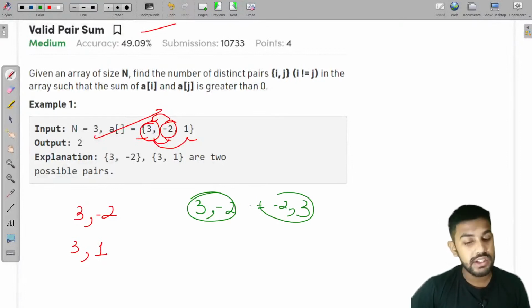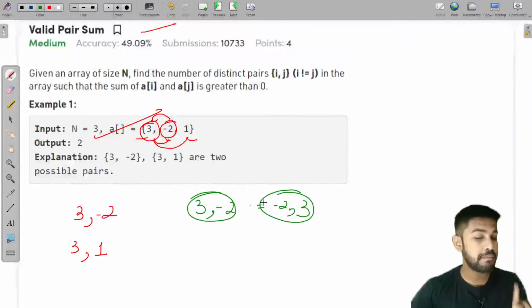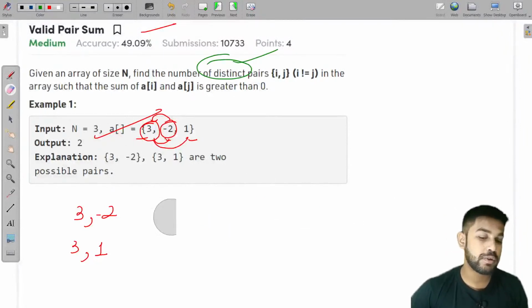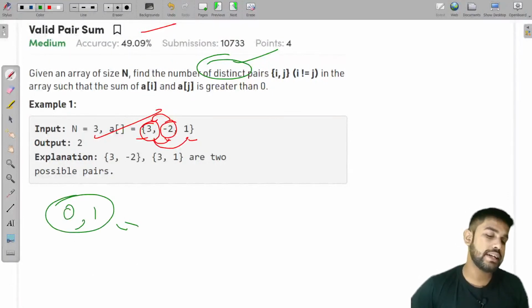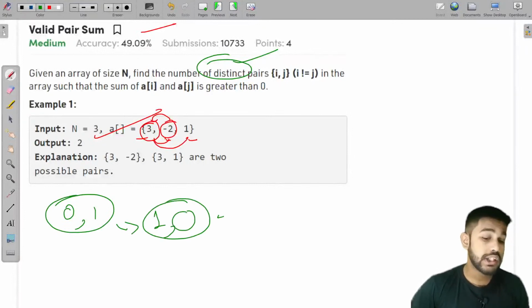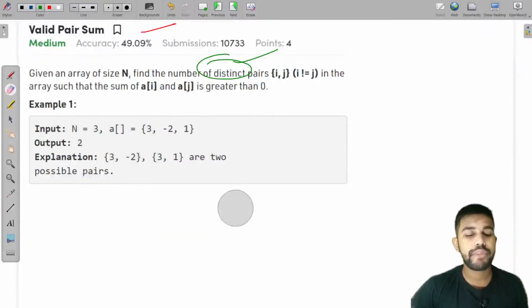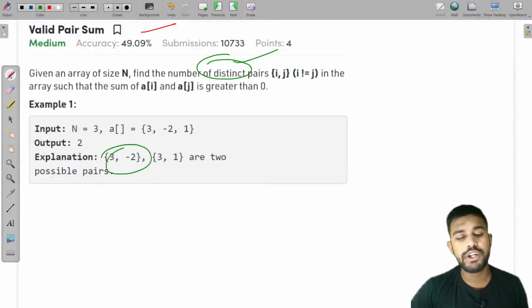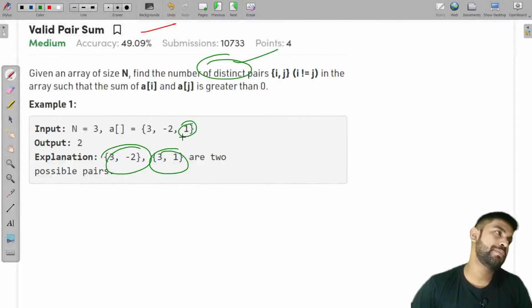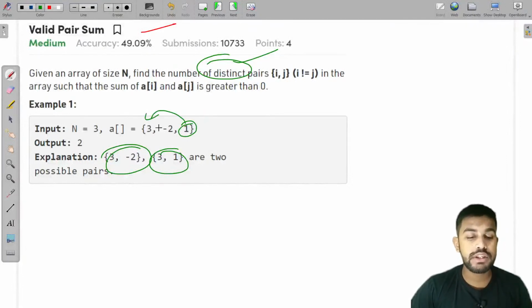This is what distinct means. We need to find the number of distinct pairs. Suppose the array indexes are 0 and 1, so we can't write it again as 1 and 0. This is not allowed, and this needs to be remembered. So we have only 2 pairs, we can't consider any other pairs. Then again 1 with -2 would become -1 only, and 1 with 3 would become 4, but we have already counted it, so that is it.